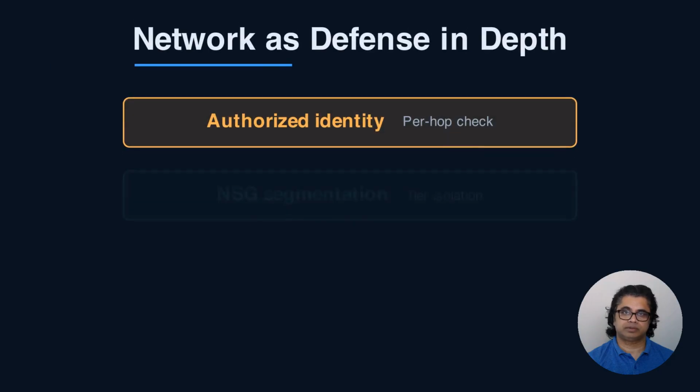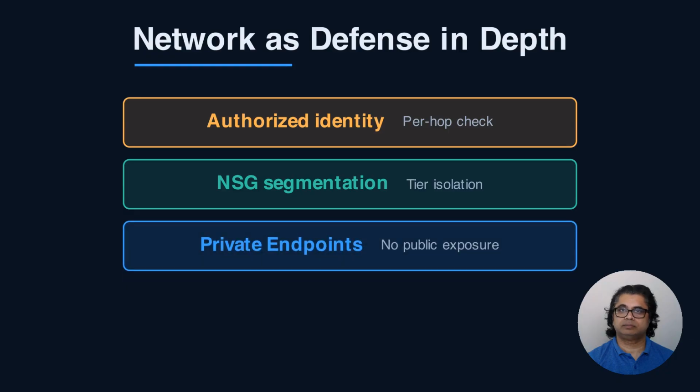Identity is primary, but network controls still matter as defense in depth, now scoped tightly rather than trusted broadly. Put platform services like storage and SQL behind private endpoints so traffic never touches the public internet, then disable public network access entirely. Use network security groups and application security groups to microsegment, so a compromised front end cannot reach the database tier directly. The goal is not a hard shell with a soft center. It is many small segments where each hop requires both a network path and an identity that is authorized.